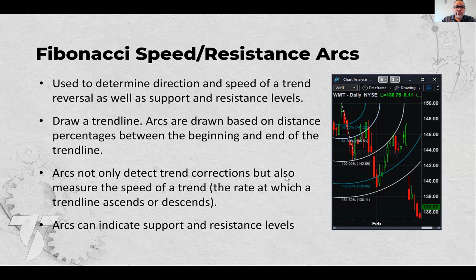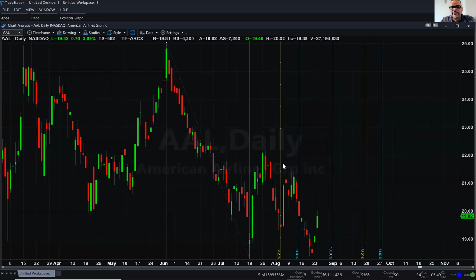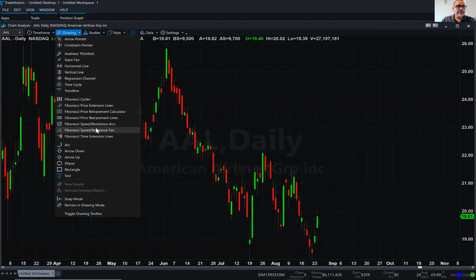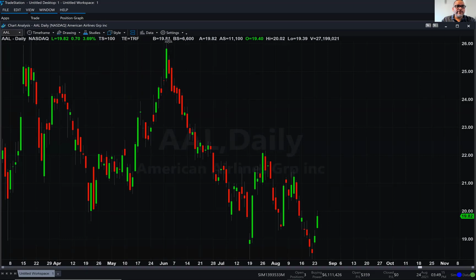Let's take a look. Let me go over here to TradeStation, remove these time extension lines. Let's delete. And let's draw Fibonacci speed resistance arcs. I'm going to go again from this top to this bottom.